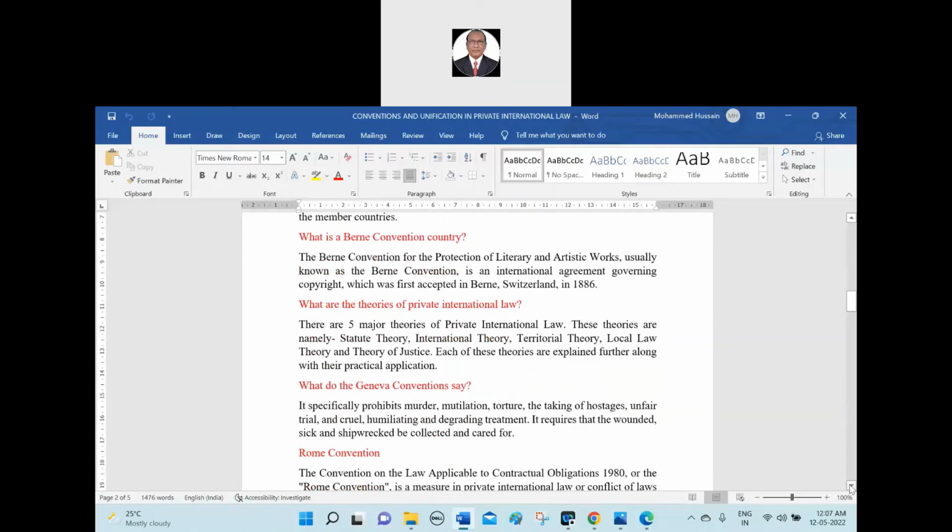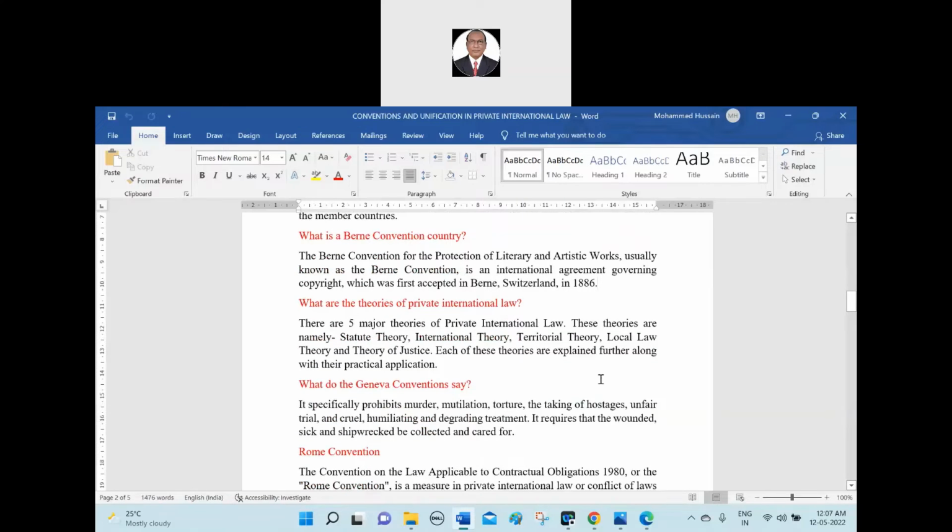Okay, let me see, because even I have forgotten, because I also read it very long back. So the theories are namely statute theory, international theory, territorial theory, local law theory, theory of justice. There is a vested right theory also. Each of these theories is explained further along with their principal application, and these are also applicable in deciding cases in private international law. And we do have to study it. I am sure that you studied these theories in your LLB. Do you have private international law in the LLB?